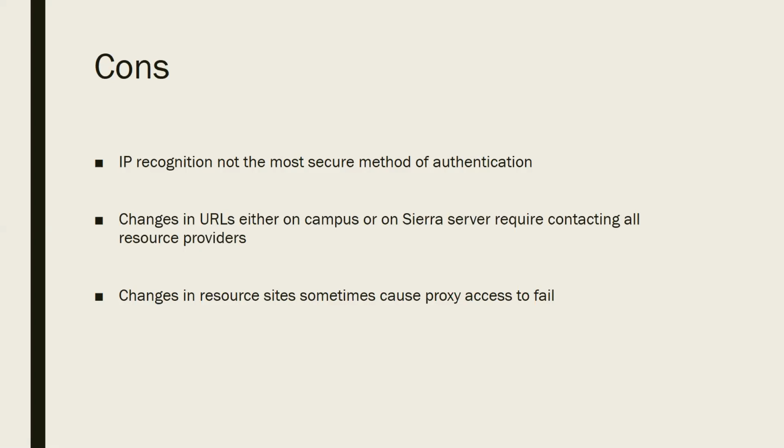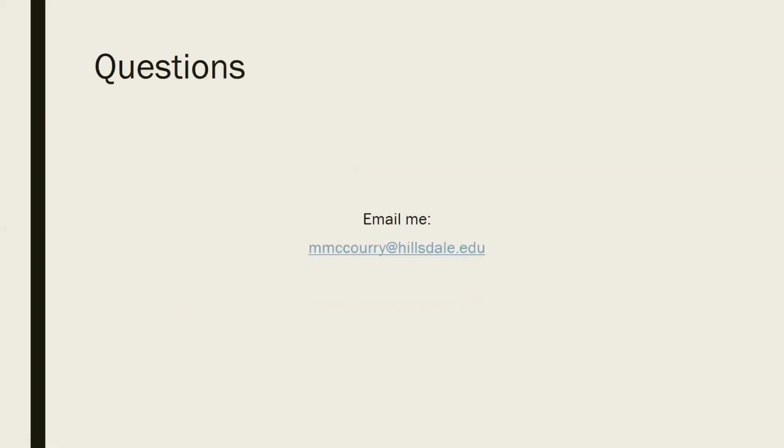in many different ways. And then the changes in a resource's website can sometimes break WAM. And that's the kind of issue right now. We're having problems with Films on Demand. We can't access Films on Demand through the proxy. We don't know what's going on. Innovative doesn't know what's going on. Films on Demand doesn't know what's going on, but it's something that was changed on their site that no longer works with the proxy rewrite system.